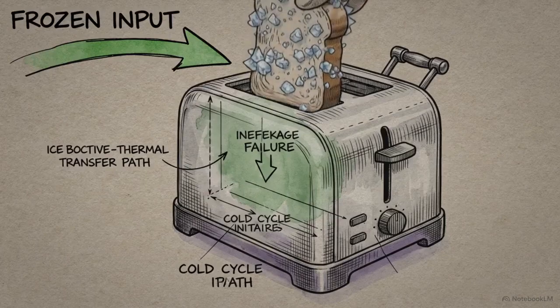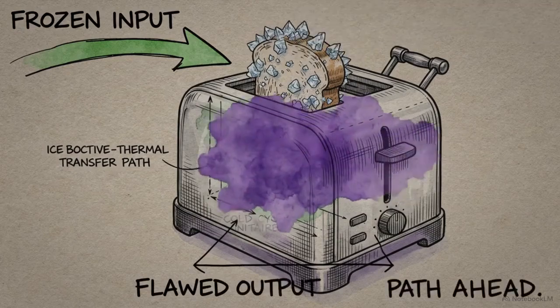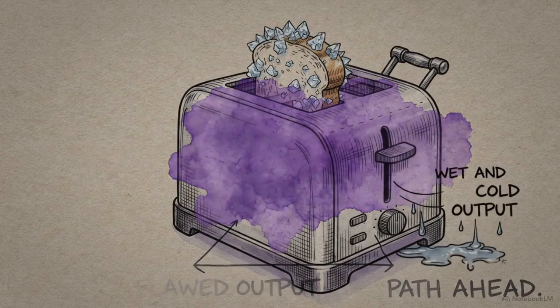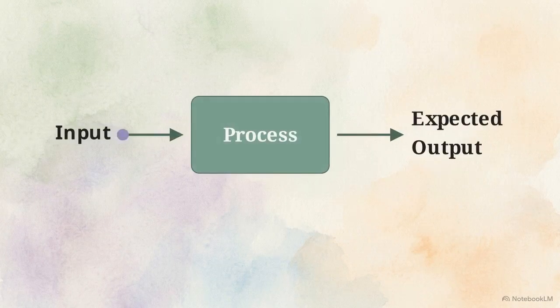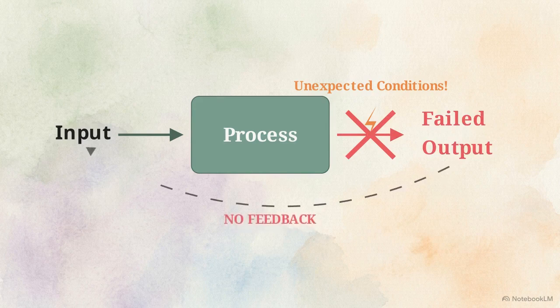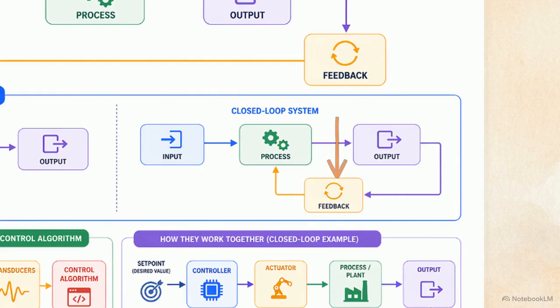The weakness of this architecture becomes obvious if the starting conditions vary. If you put frozen bread into the toaster, the machine runs the exact same process, unaware that the bread needs more heat. Because there is no mechanism to correct mistakes, open-loop systems fail when physical conditions change unexpectedly. Compare that to the closed-loop system on the right. This architecture continuously measures the physical result via the feedback path and adjusts itself accordingly.